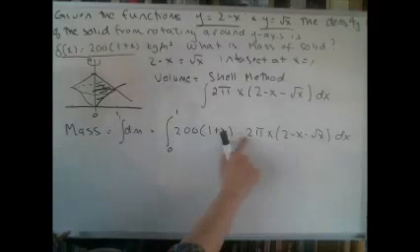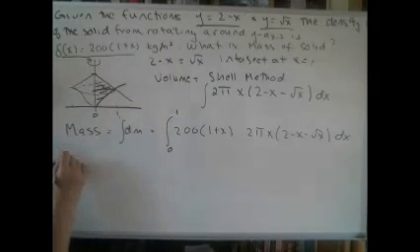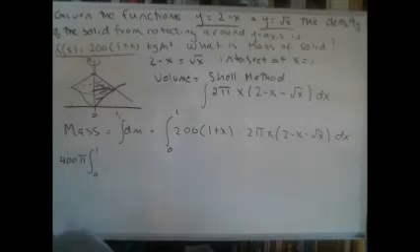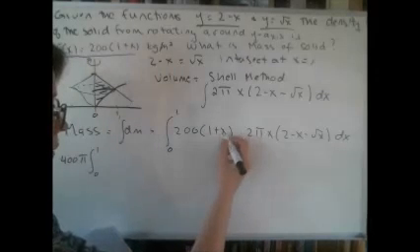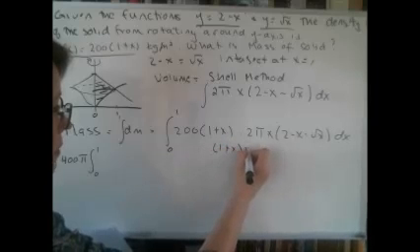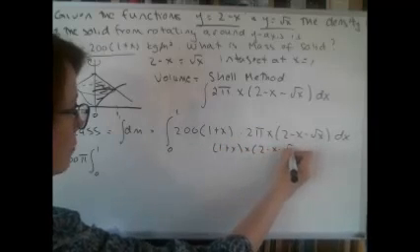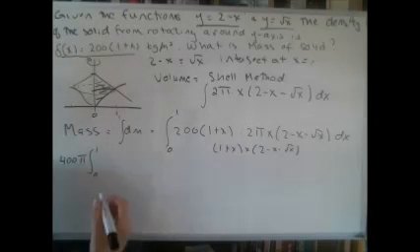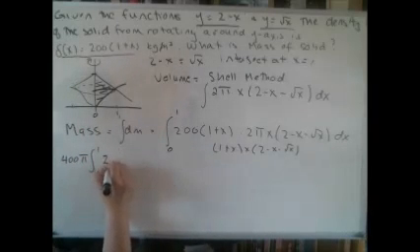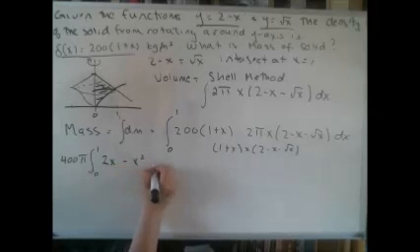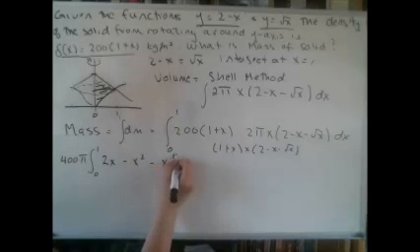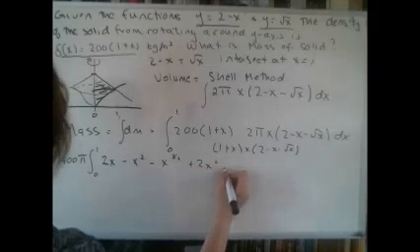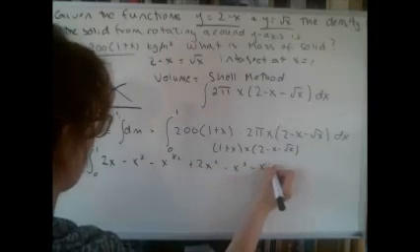Now I need to integrate that. I can multiply the 200 times the 2 pi and take that out, so I'm going to get 400 times pi. I'm still integrating from 0 to 1. Now I need to distribute. I've got 1 plus x times 2 minus x minus radical x. When I multiply through, I'm going to get 2x minus x squared minus x to the 3 halves plus 2x squared, I know I can combine those, minus x cubed minus x to the 5 halves.